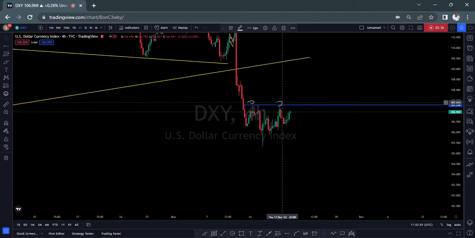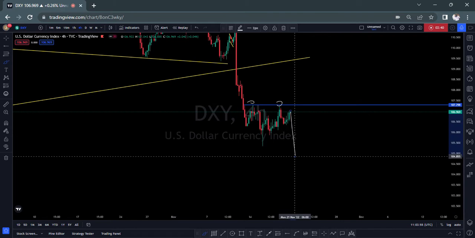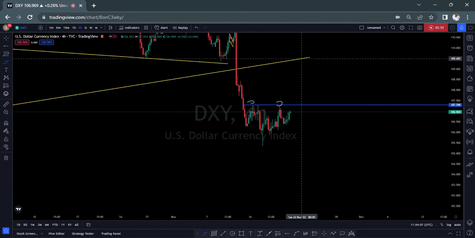So we'll be seeing some kind of setup on XXX USD. We'll be seeing more buy setups if DXY is selling. The likes of EURUSD, AUDUSD would be buying if DXY is selling. So let's see how it goes.